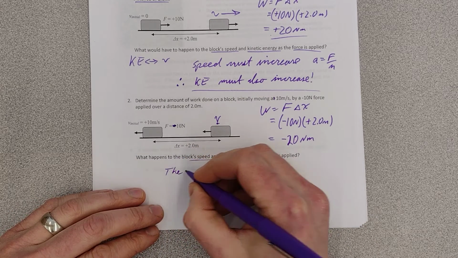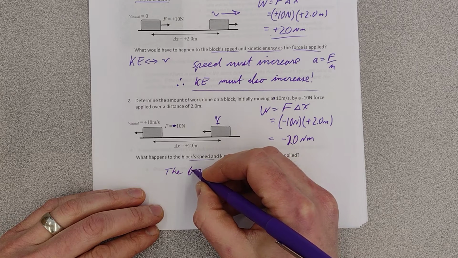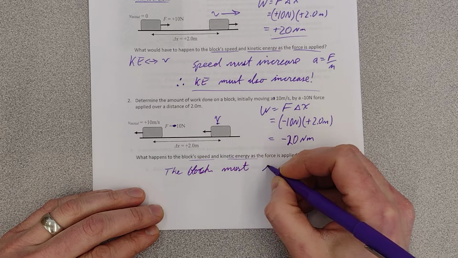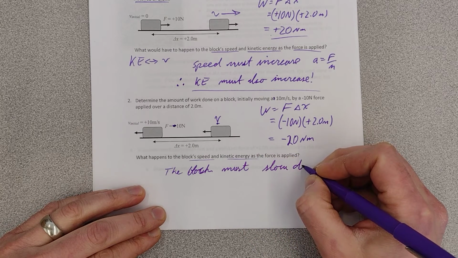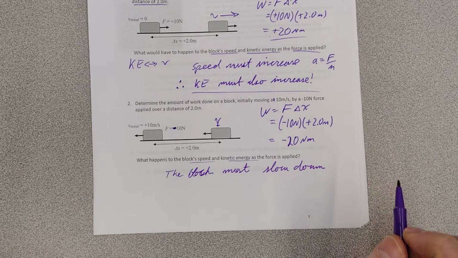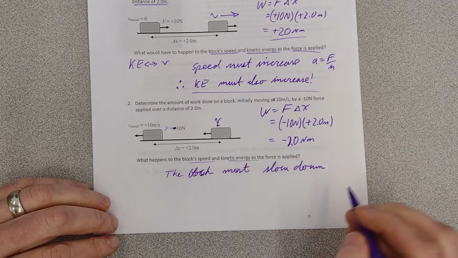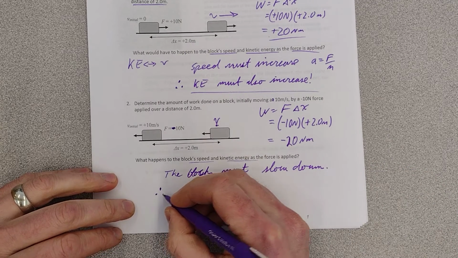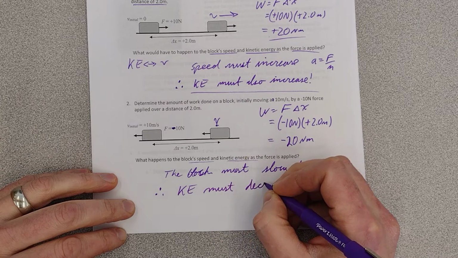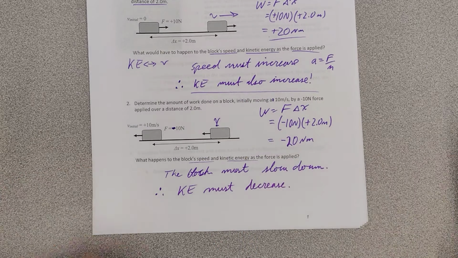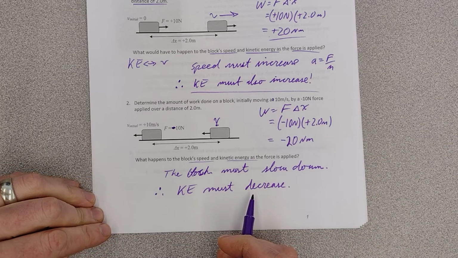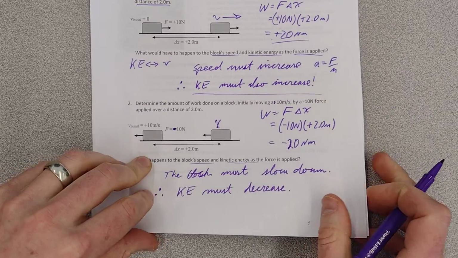The block must slow down. My writing is a little bit off today. I haven't written in a couple weeks very much. Block must slow down. Therefore, KE must decrease. So, we see the work is negative, the kinetic energy goes down. The work is positive, the kinetic energy goes up.